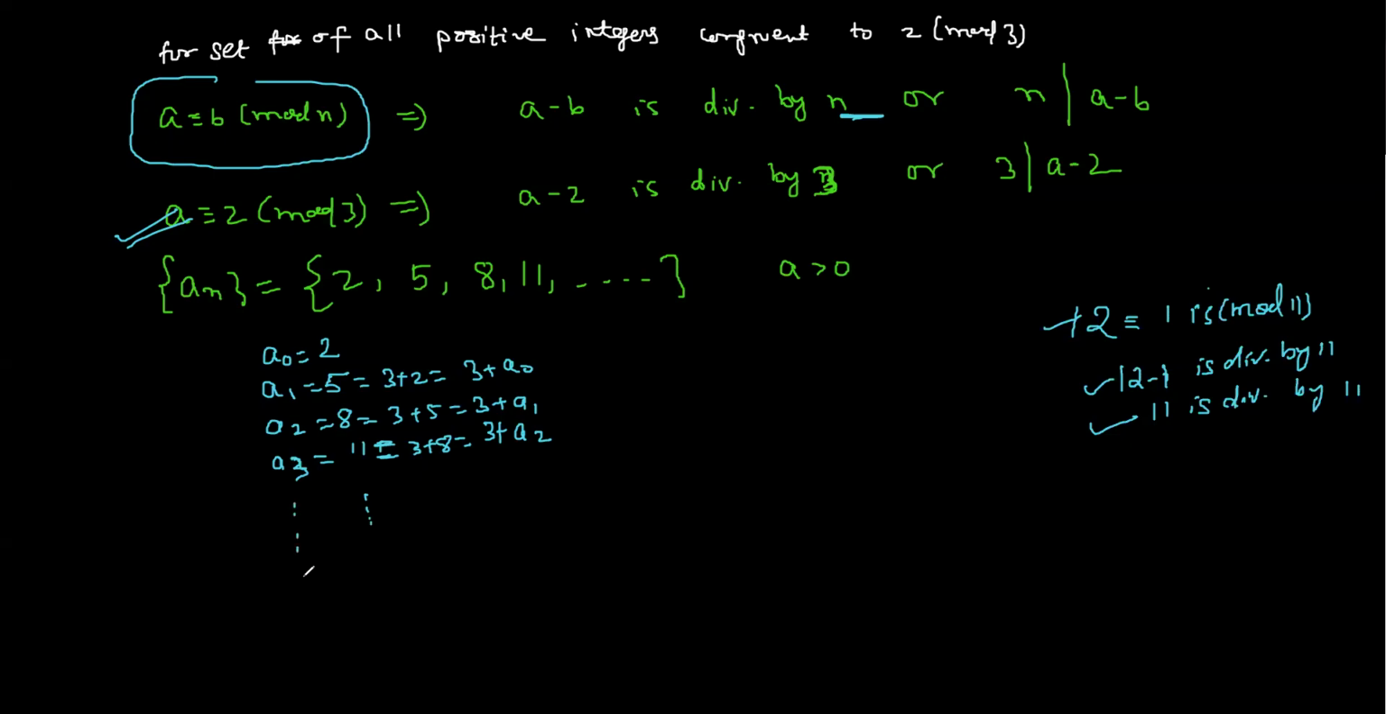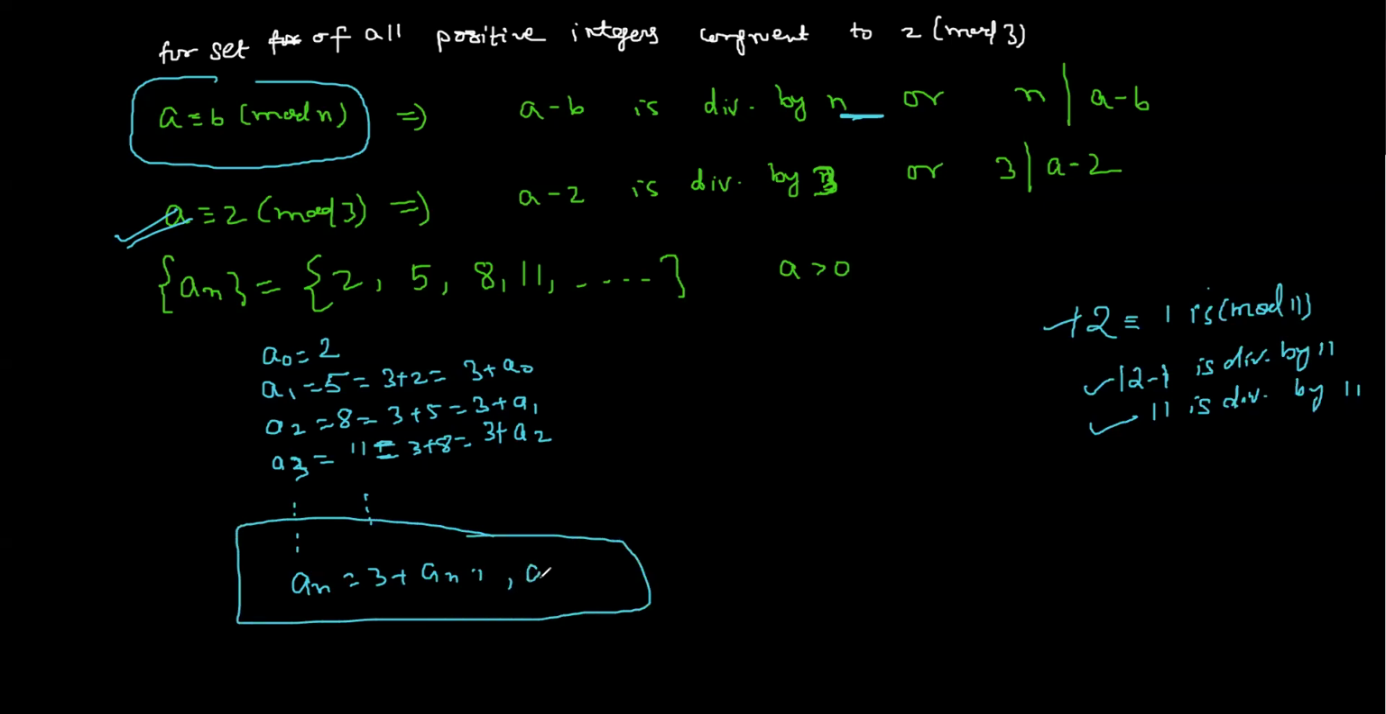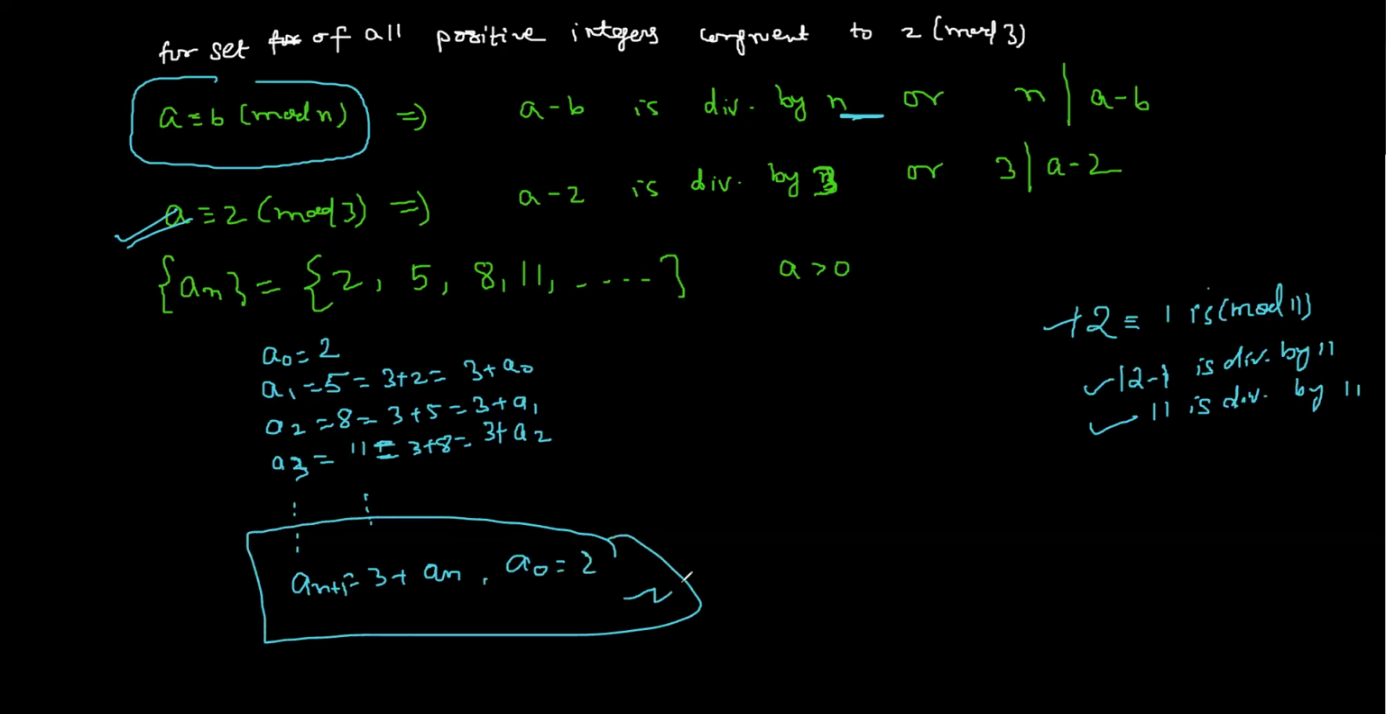So you can see what? a_n is equal to 3 plus a_(n-1). Let's suppose a_0 is what? a_(n+1) is what? A, right? This is your recurrence relation. Right? You can note down this.